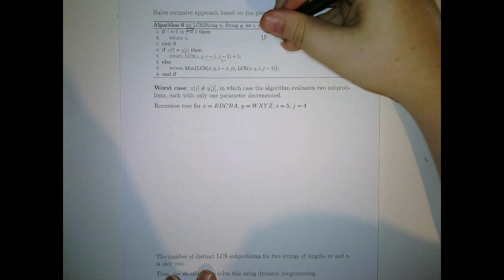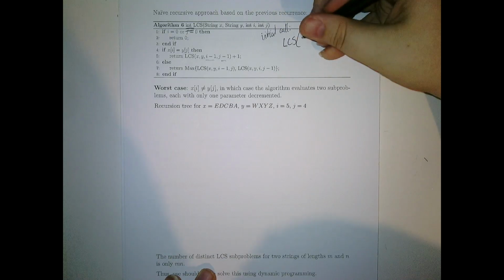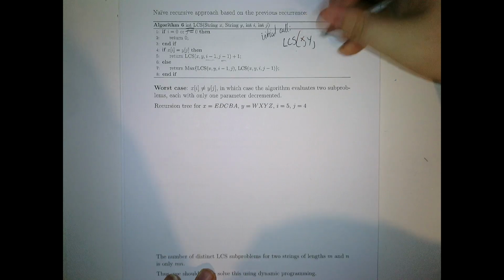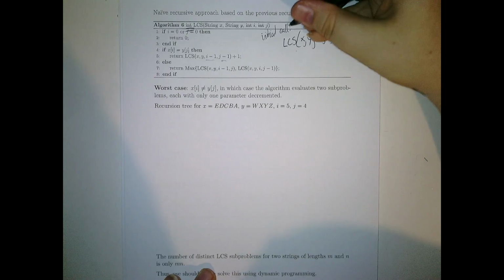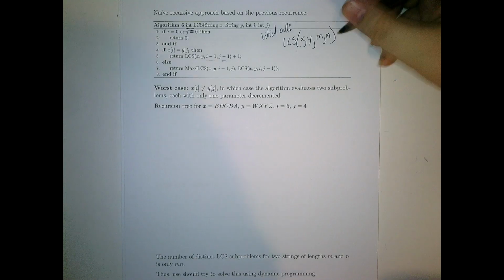Just for good measure, I should mention that LCS, our initial call, is always good to think about: what do you do initially? Well, our initial call is going to be to LCS. We're going to pass in the two strings x and y, and we're going to pass in originally m and n, right? That's your initial call to the function. And then it works its way down.